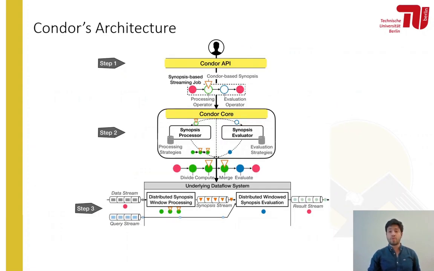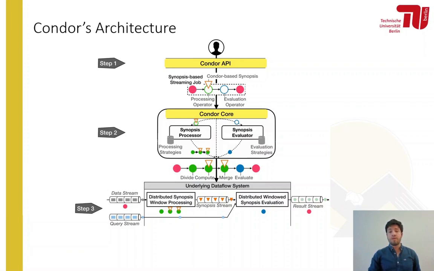Based on these requirements, we designed a new framework called Condor. Condor allows for the specification of synopsis-based streaming jobs on top of general data flow engines. It also provides a collection of 12 synopses and an integration to Apache Flink. However, our techniques can be integrated to any data flow engine that supports window processing. Additionally, Condor provides the necessary interfaces so the user can integrate any new user-defined synopsis into our framework, and Condor will provide a scalable processing environment.